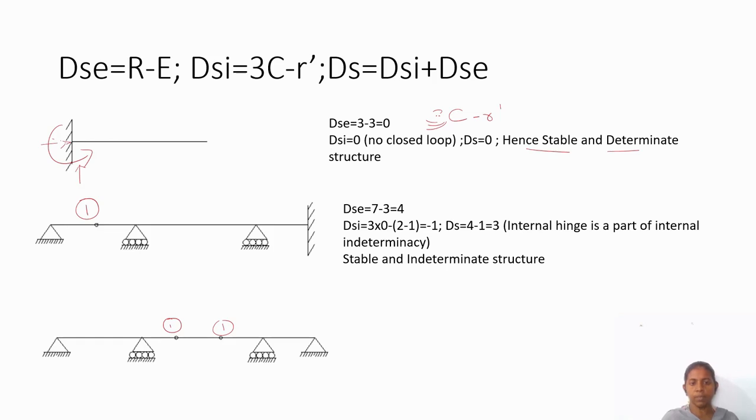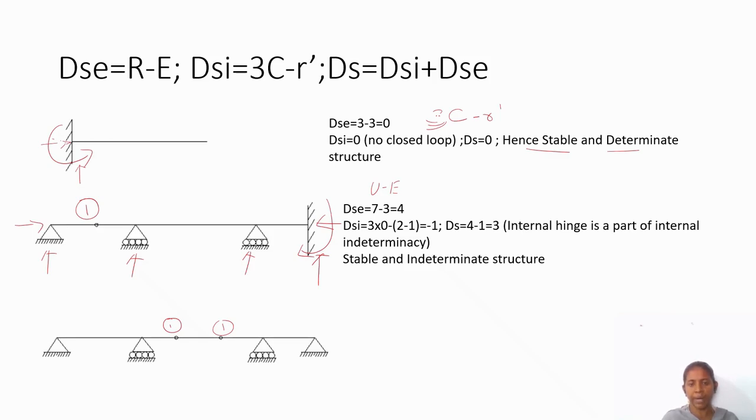This structure, U minus E: one vertical and two unknown reactions. So totally 2, 3, 4, 5, 6 and 7. So 7 unknowns minus 3 equations, so 4 is the static external indeterminacy, minus 3C. There is no closed loop.